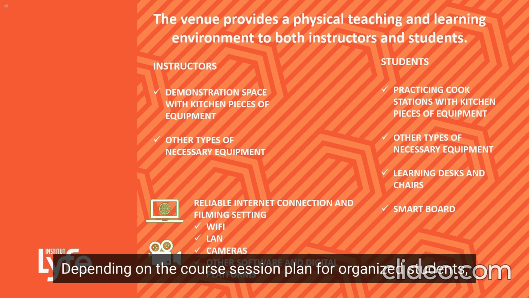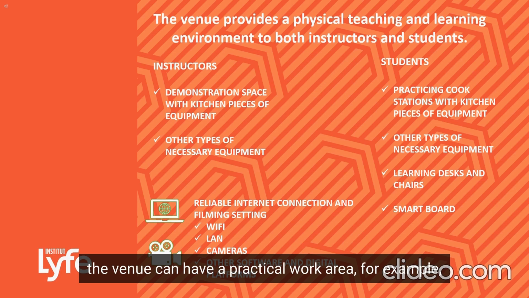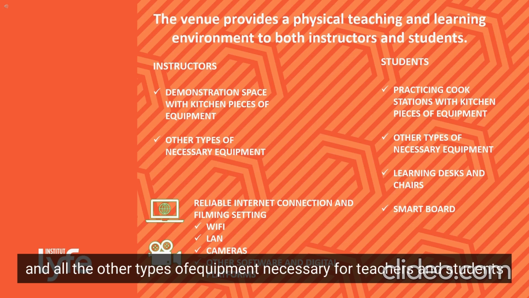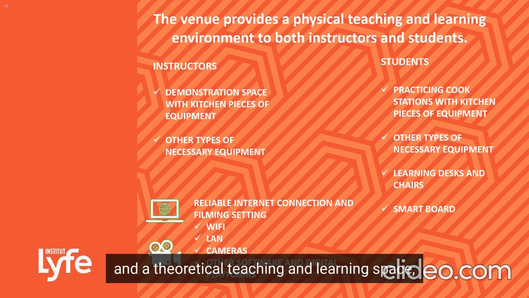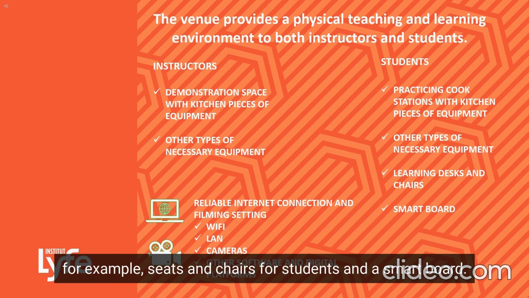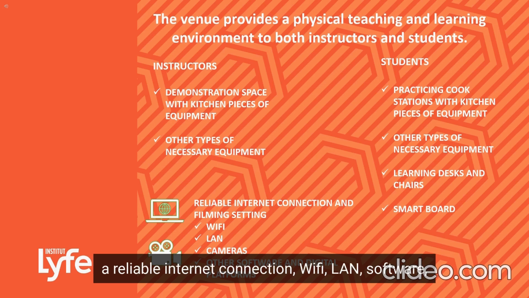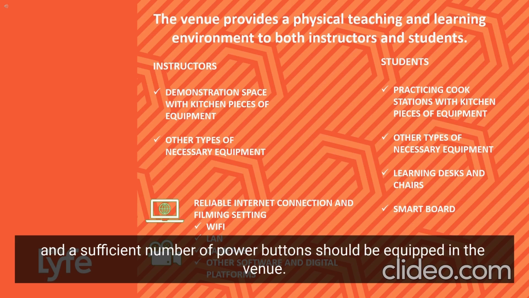Based on the course session plan for organizing students, the venue may have both a practical workplace, for example, demonstration stations, student practicing cook stations with kitchen pieces of equipment, and all other types of necessary equipment, for instructors and each student, and a theoretical teaching and learning space, for example, student desks and chairs and a smart board. To guarantee a smooth online learning experience, a reliable internet connection, Wi-Fi, LAN, software, and a sufficient number of power sockets should be equipped in the venue.